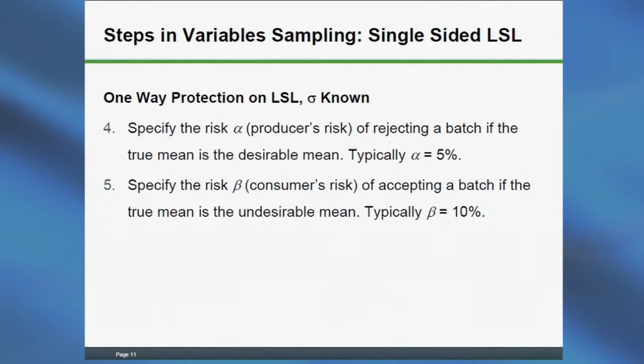Then we're also going to specify the producer's risk of rejecting a batch if the true mean is the desirable mean, and that will be about 5%, alpha 5%. And then we'll also specify the consumer's risk of accepting a batch if the true mean is the undesirable mean. That's typically going to be about 10%.